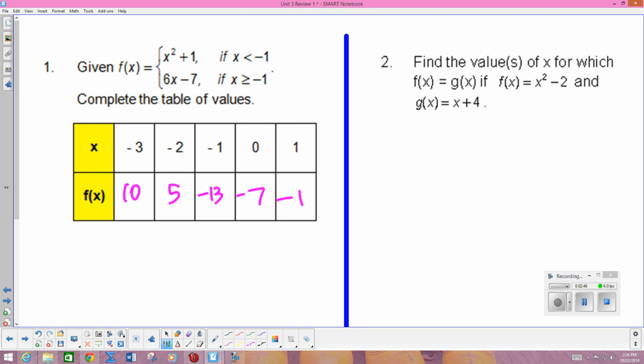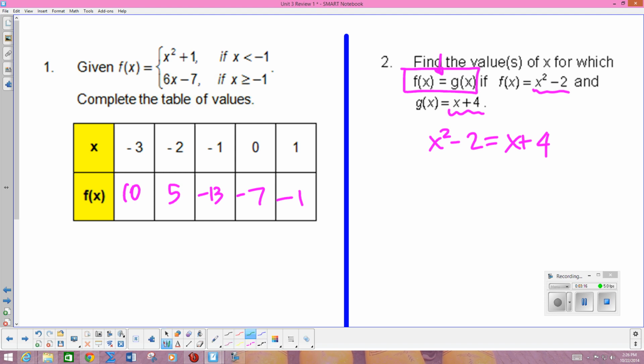All right, the next one, number 2, we have not done this one, but you're going to be able to do this. It says find the values of x for which f of x is equal to g of x. So this is the key thing that we need to know. Do we know what f of x is? Well, yeah, f of x is equal to x squared minus 2. And they're saying to equal it to g of x. And do I know what g of x is equal to? Well, yeah, g of x is equal to x plus 4. So can I solve this quadratic?